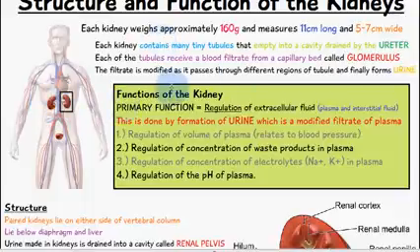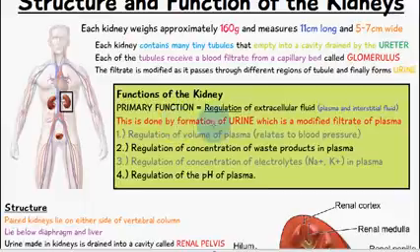Now, what we're going to do is skip this part and come back to this little statement here, but we're going to move on to the functions of the kidney. So the primary function is the regulation of extracellular fluid, plasma and interstitial fluid. Okay, so that's the primary function of the kidney, to regulate the extracellular fluid. And that extracellular fluid is plasma and interstitial fluid, and this is the fluid around the cells.